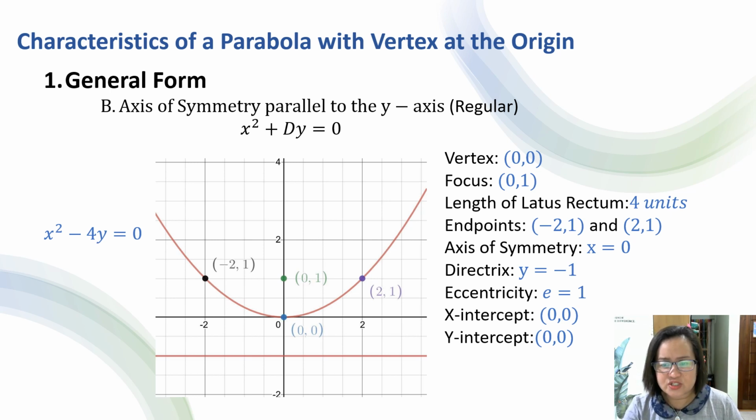To get the equation of the directrix, we will just subtract 1 unit from the ordinate of the vertex, 0 minus 1. We will get y equals -1. Again, since this graph passes through the x and y axis at the origin, the x-intercept and the y-intercept is the origin itself.